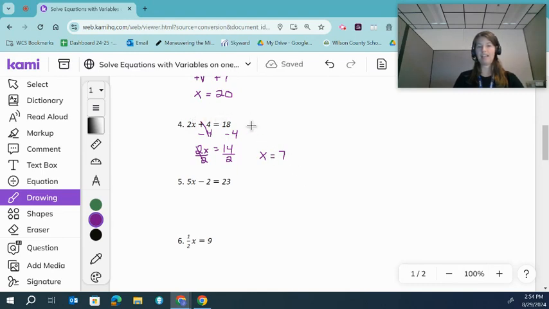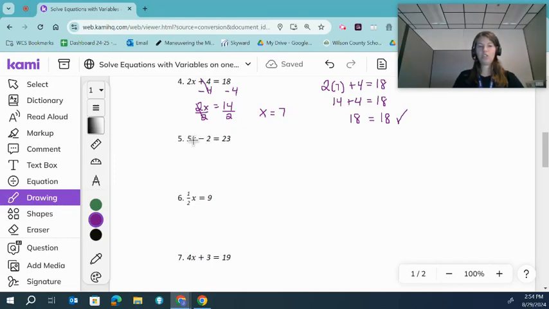Again, substituting back into my original equation. 2x, which is 7, plus 4 equals 18. 2 times 7 is 14, plus 4 equals 18. 14 plus 4 is 18. So this is correct. Again, we do addition and subtraction first. We want x by itself, so I'm going to add 2 to both sides. I get 5x equals 25. 5 and x is multiplication, so I'm going to divide by 5. That gives me x equals 5.